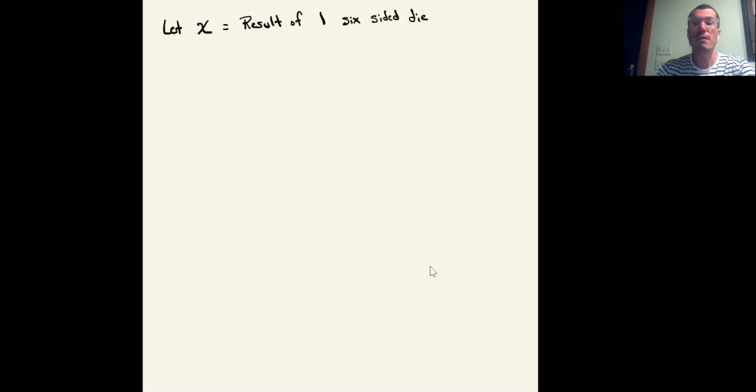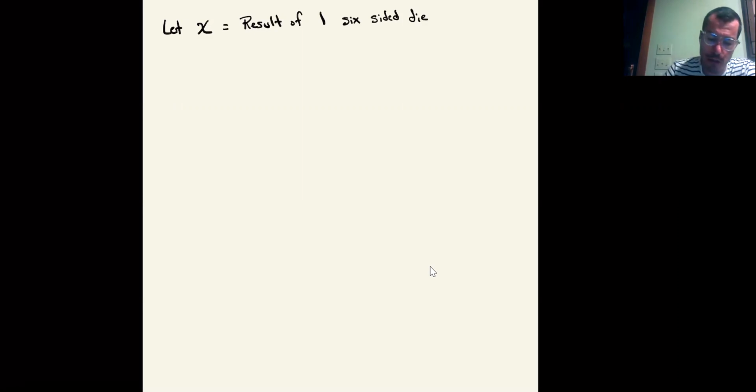Hey folks, here to give a little bit of an explanation about how to calculate an expected value off of something called a probability table, also known as a probability distribution. So let's first just give it a quick example. Let's say that we're rolling a six-sided die.